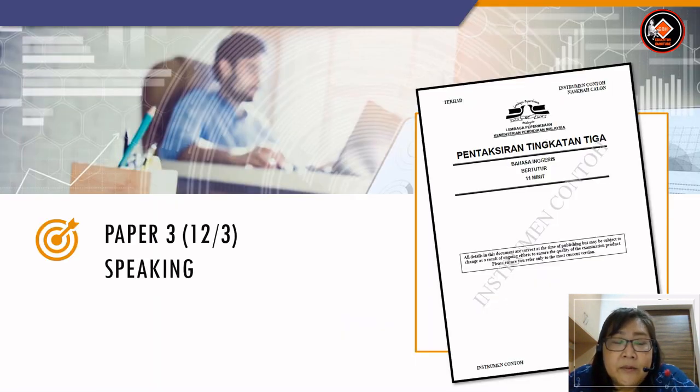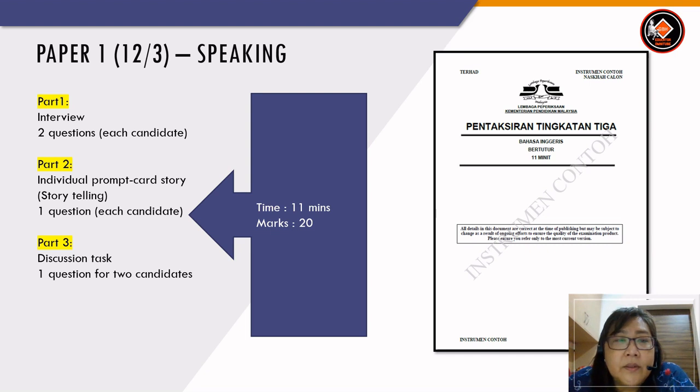Now let's look at paper 3, 12/3 for speaking. There are 3 parts in the speaking paper. So part 1 is an interview, 2 questions for each candidate. Part 2, it is individual prompt card story or storytelling. So there is 1 question for each candidate. Part 3 is a discussion task. There is 1 question for 2 candidates. Again, time 11 minutes, marks 20.